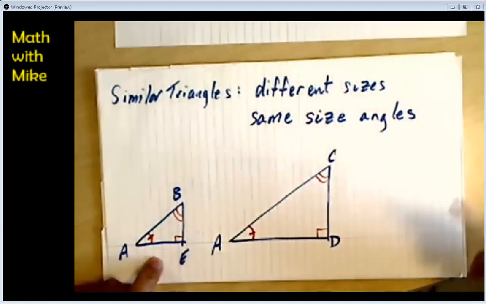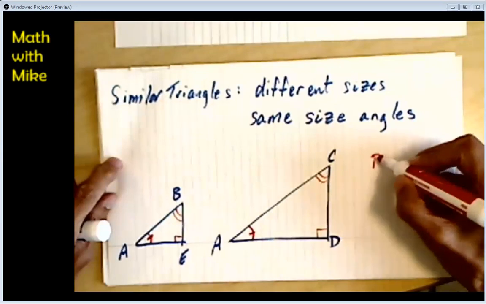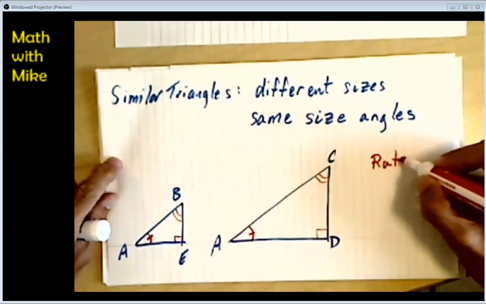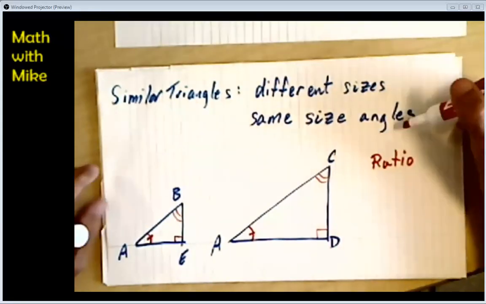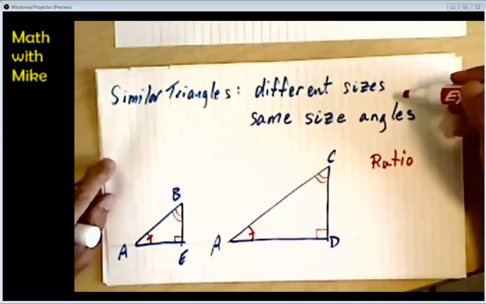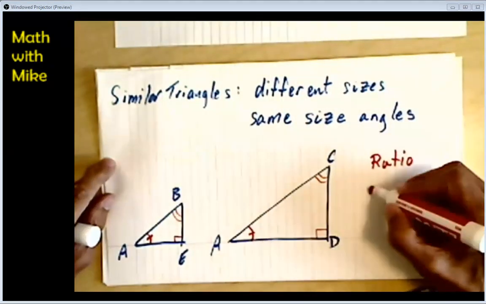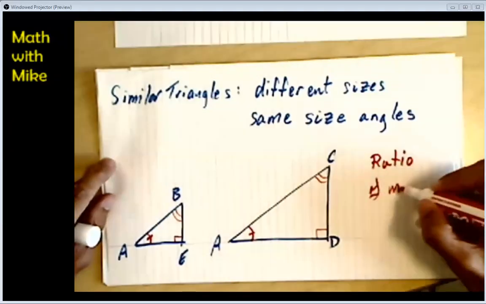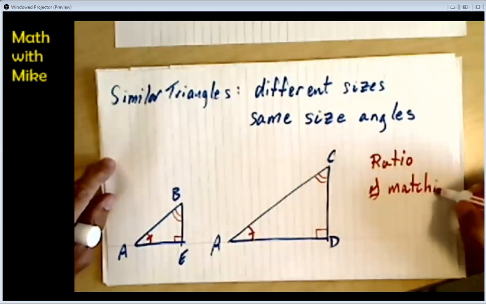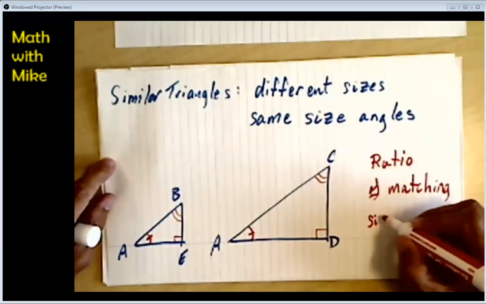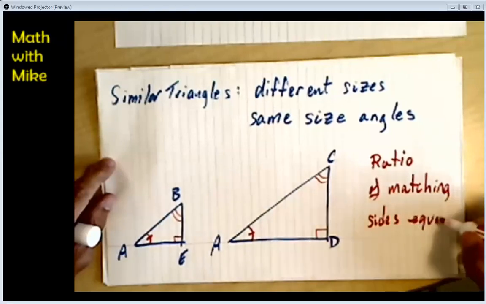Okay, so what we can do is add to our list here of things that are the same as one another. The ratio of matching sides are equal.